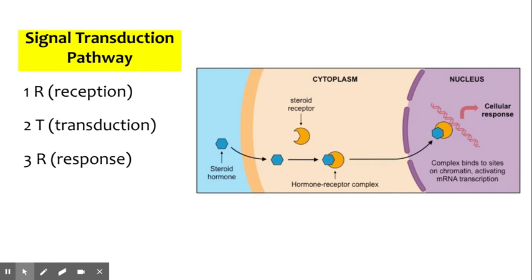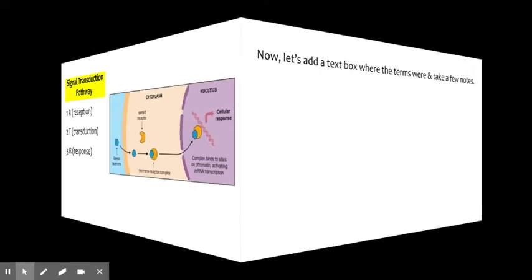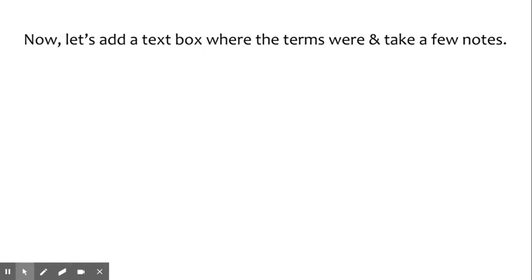So let's talk about the signal transduction pathway for steroid hormones. 1R will be reception, 2T transduction, 3R response. So again, where those terms were, let's open another text box and jot down a few things.